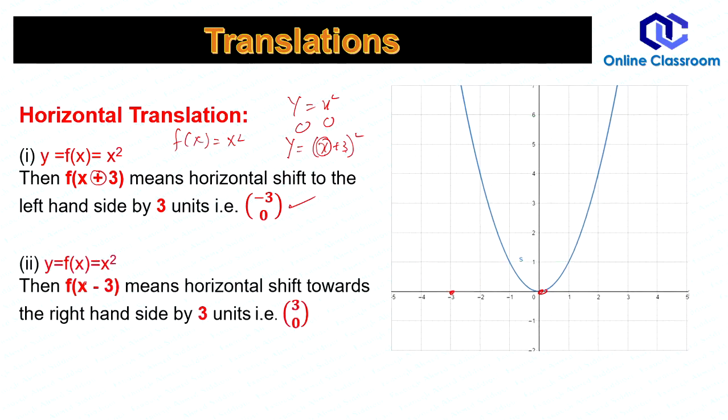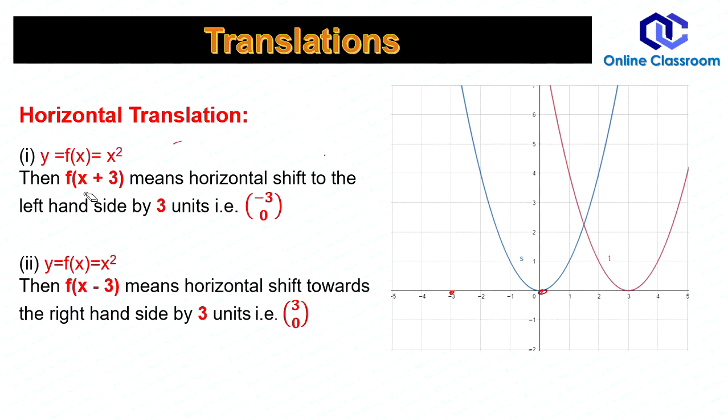If it is negative 3 here, the vector shows (3, 0). It is to be shifted towards right. Horizontal translation towards right like this. Hopefully the idea is clear to all of my students. You may pause the video here and just run through this part of translation one more time before moving forward.